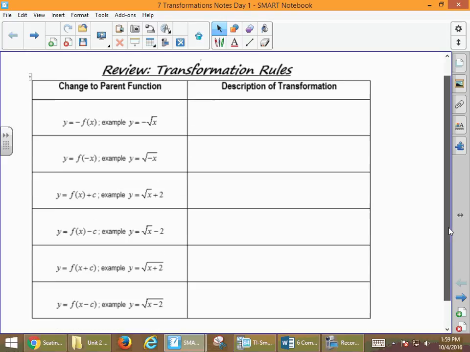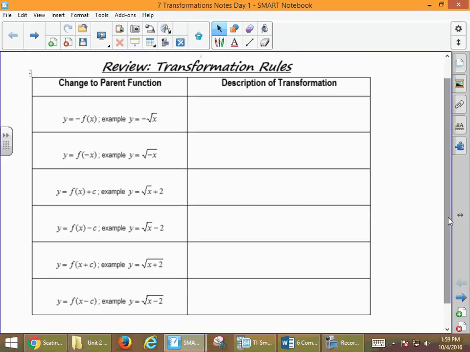Transformation rules, and we're going to revisit them, I should say, because we did these in Algebra 2. And I'm going to add just a little bit in here of what I remember a couple of my students doing last year that helped them figure out things. So I hope that can help you as well. But the first function, y equals negative f of x, if you wanted to look at an example to identify what had happened, you could look at the parent function, the square root of x, and then what happens to the square root of x when we put a negative in front of it.